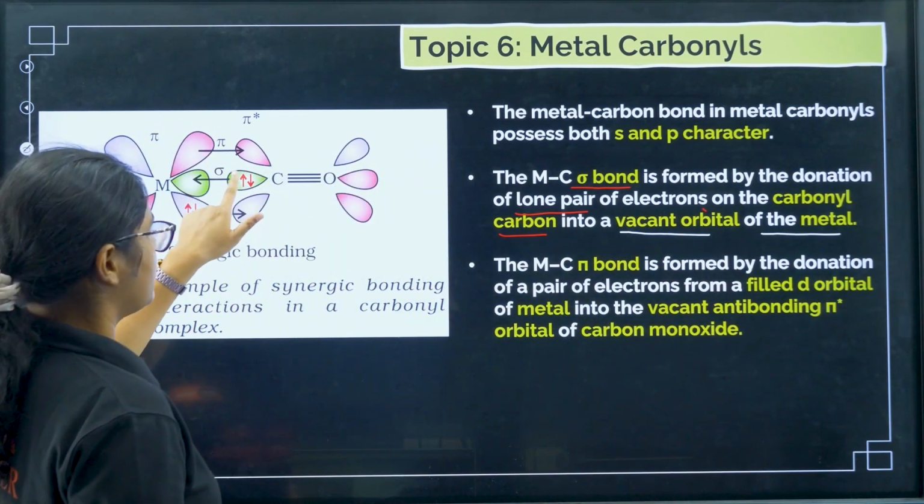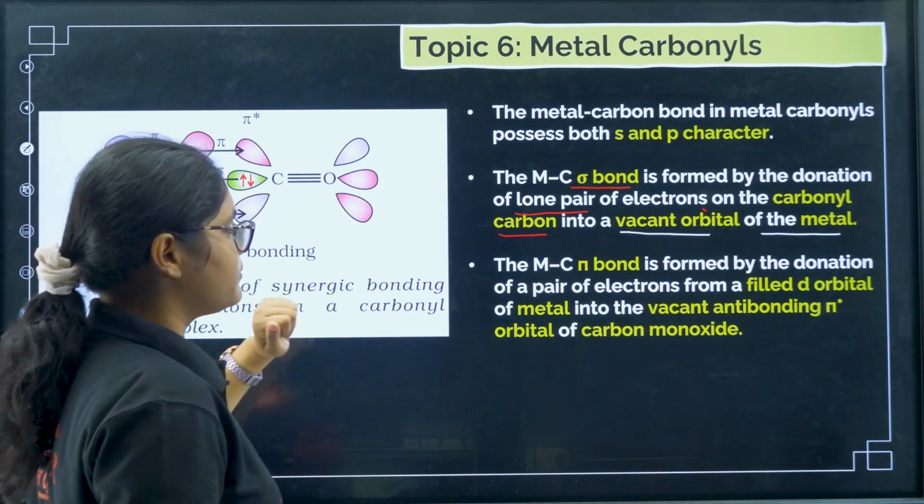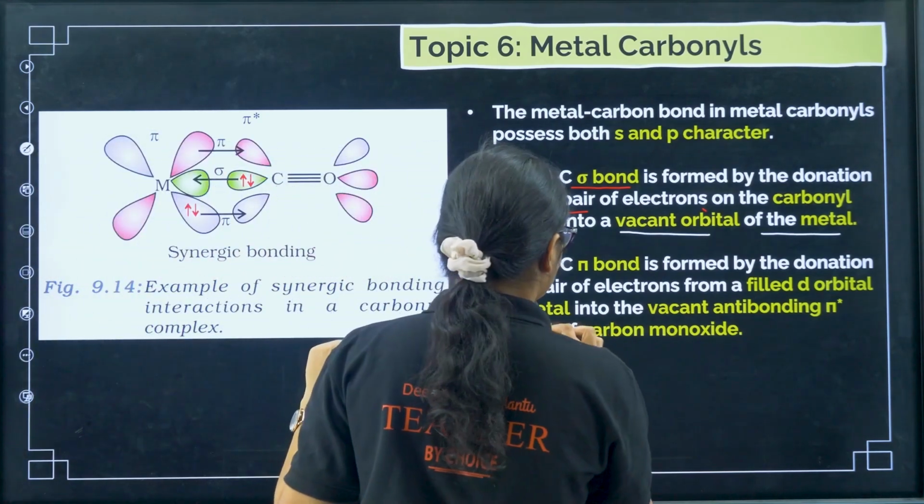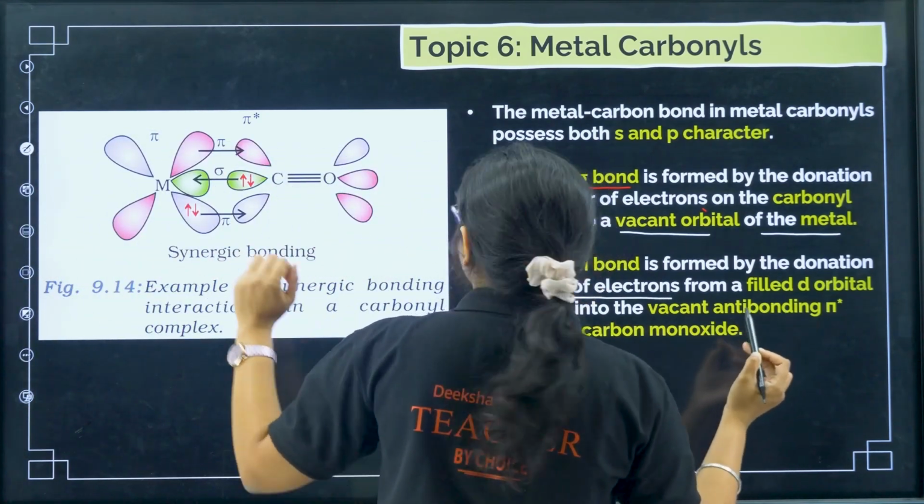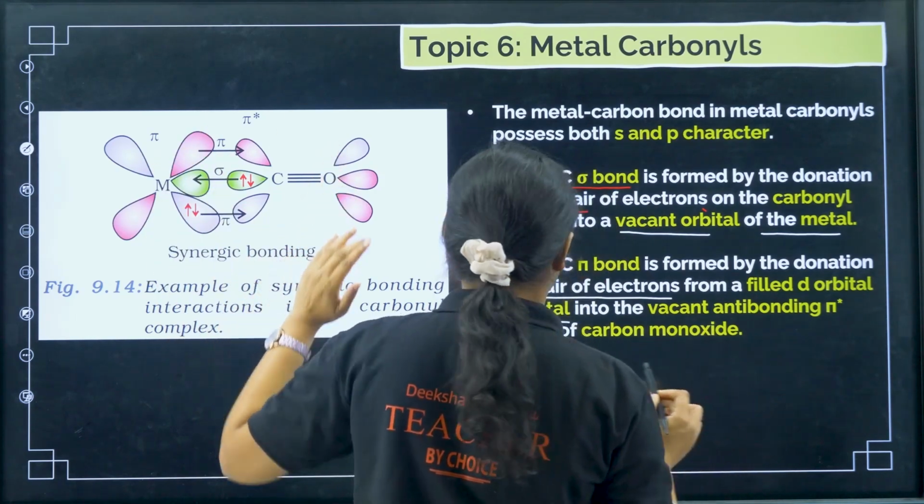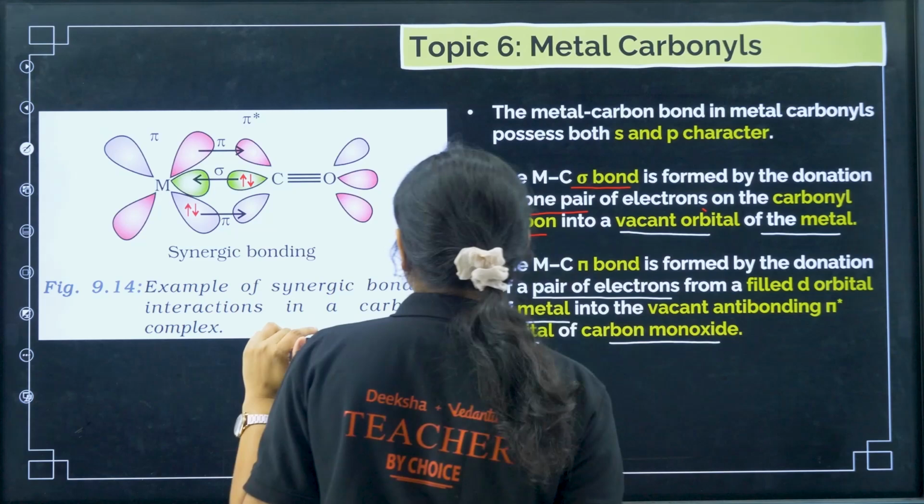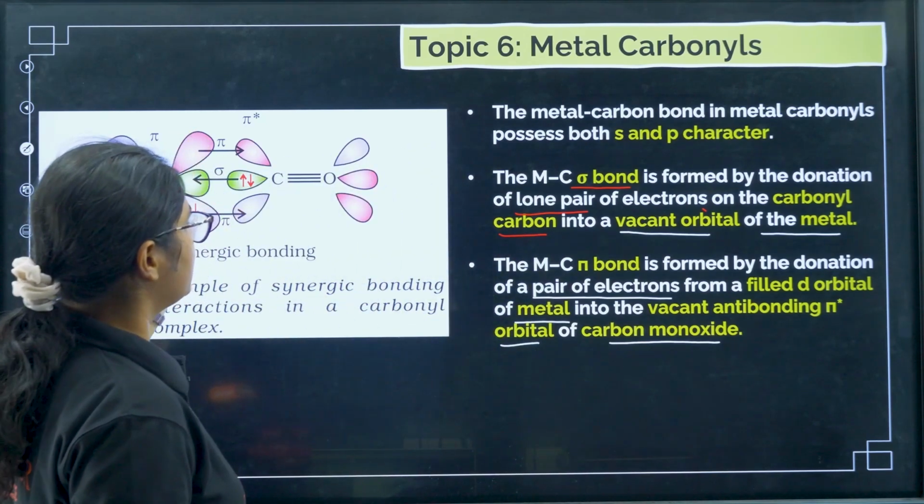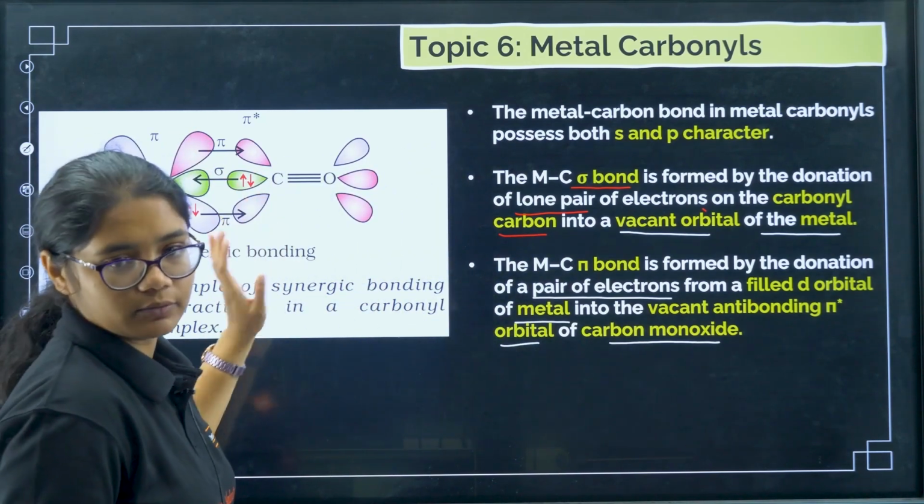You can see the sigma bond is formed here. For the pi bond formation, what happens? There is donation of a pair of electrons from the filled d orbital of the metal into the vacant anti-bonding orbital of the carbon monoxide. So it donates from the filled d orbital to the vacant anti-bonding orbital.